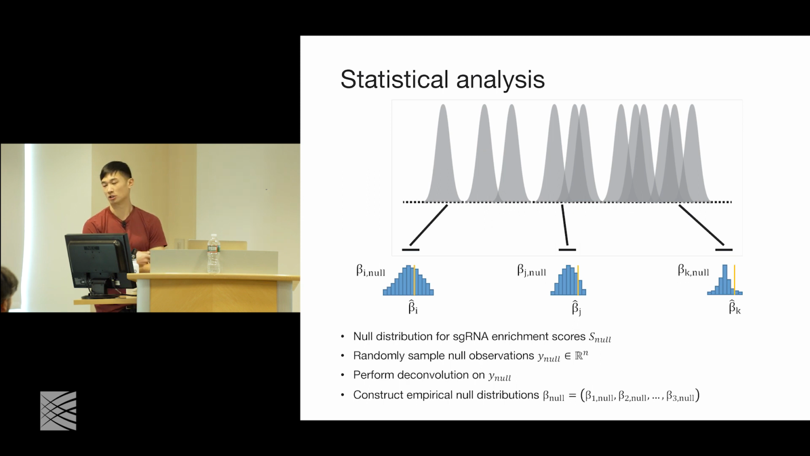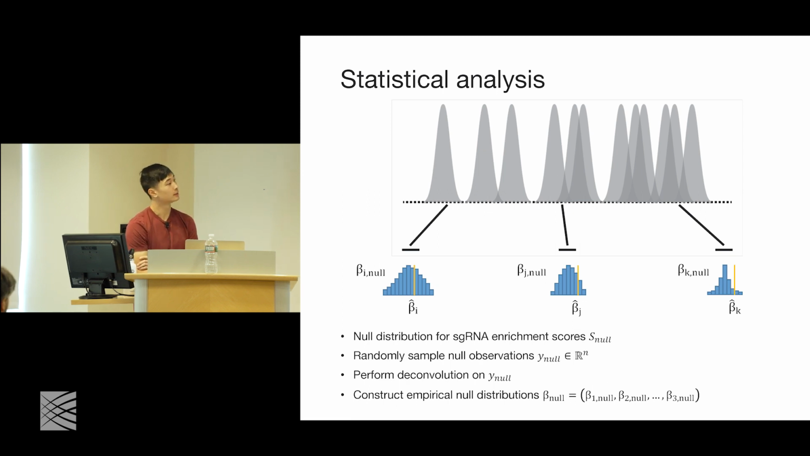And how we do this is in a non-parametric manner, where we have a set of negative control guides that can be non-targeting. We randomly sample from this set of null guides. We perform our deconvolution, and then we can construct a null distribution for each one of our betas.